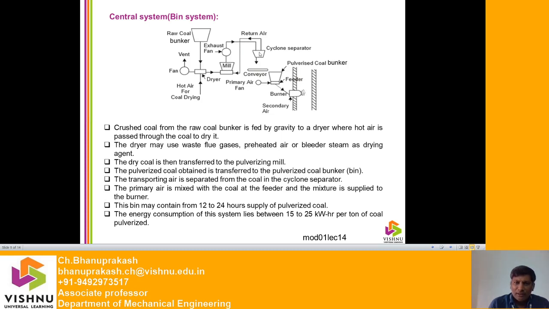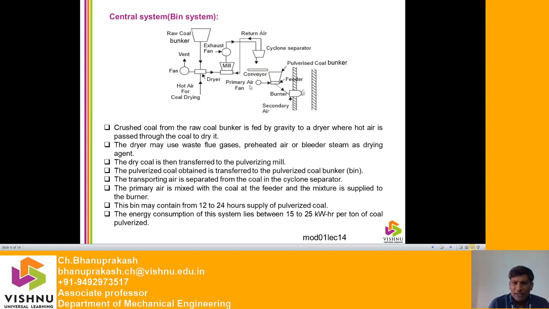Here, what will happen? What type of air is it? The transporting air. Here we are transporting coal from the mill. It transfers the coal to the cyclone separator, then it is placed on the conveyor. But in the cyclone separator, the transportation air is separated from the coal. Again it is returned and fed to the mill. Finally the fine powder of coal is placed on the conveyor. From the conveyor it is transferred to the pulverized coal bunker. See here, this is the pulverized coal bunker. The bin may contain around 12 to 24 hours supply of pulverized coal.